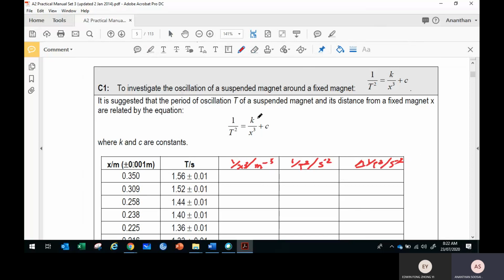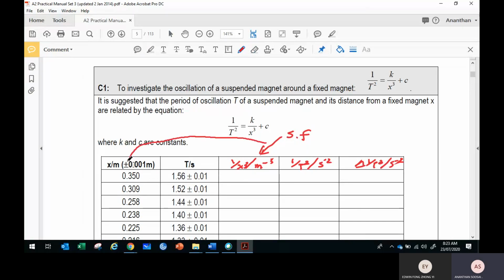Now get all your 1 over x cube values. The 1 over x cube values follow the same rule. What are you going to check? The x value, you just cube it, so 1 over x cube, right? But the answer you give here, you must follow what? Significant figure or the decimal place? Significant figure, right? So you follow significant figure. How many significant figures to write? Same rule, the significant figure of the source.